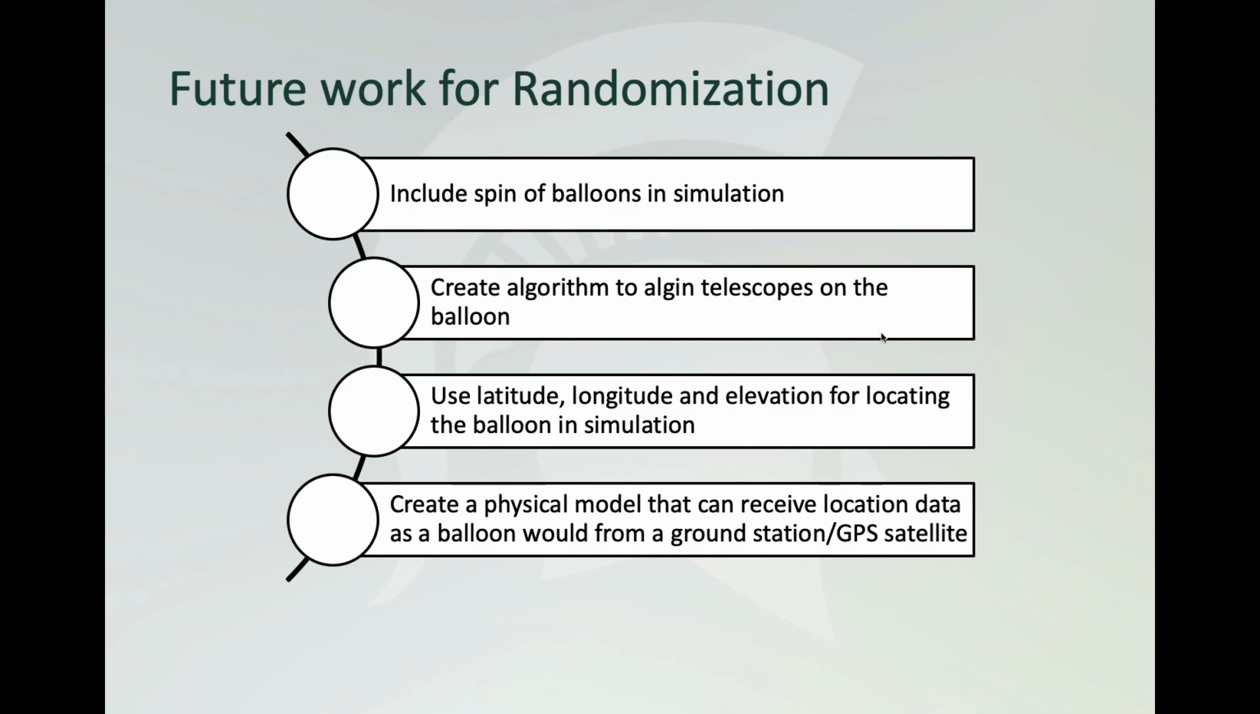So we would have to simulate a way to determine which way the telescopes are pointing on the balloon base. Use latitude, longitude, and elevation for locating the balloons in simulation. Currently I just have an arbitrary XYZ coordinate system to keep things simple, but for future reference, we would obviously want lat, long, and elevation. And then finally, creating a physical model: taking these lessons learned from the simulation and porting them to a physical model that would be able to receive location data from a ground station and/or a GPS satellite.